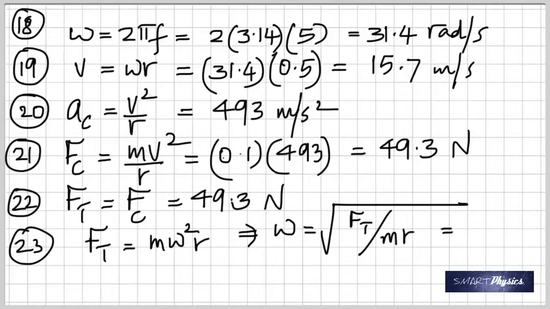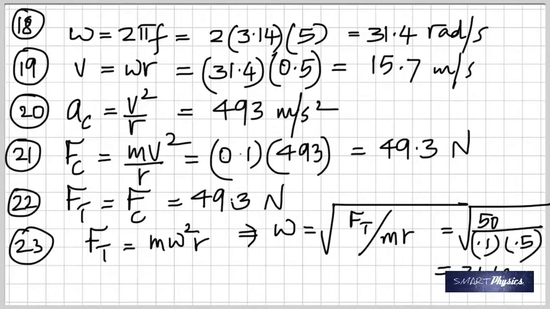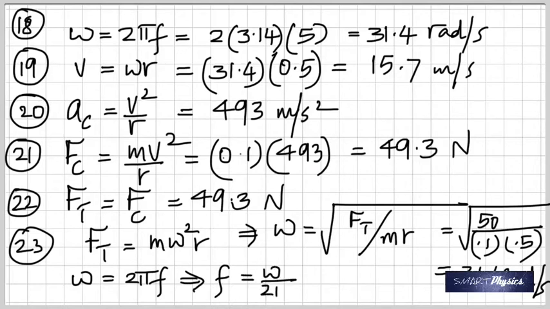Therefore, when I make omega the subject, I'm going to get square root of the tension by mass times radius. The tension is 50, the mass is 0.1, the radius is 0.5. Calculate carefully, you'll get it as 31.62 radians per second. That's omega, isn't it? And then you'll have to put it back into omega equals 2 pi times the frequency and get the frequency. That will be omega by 2 pi, just a little bit more than 5.